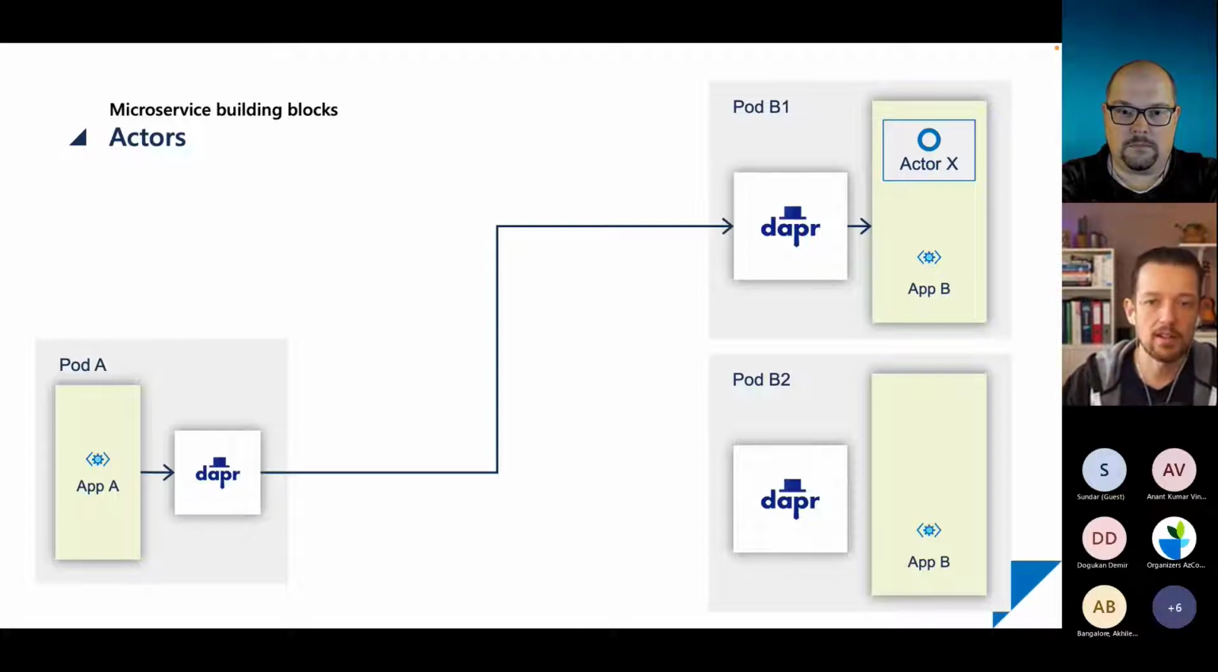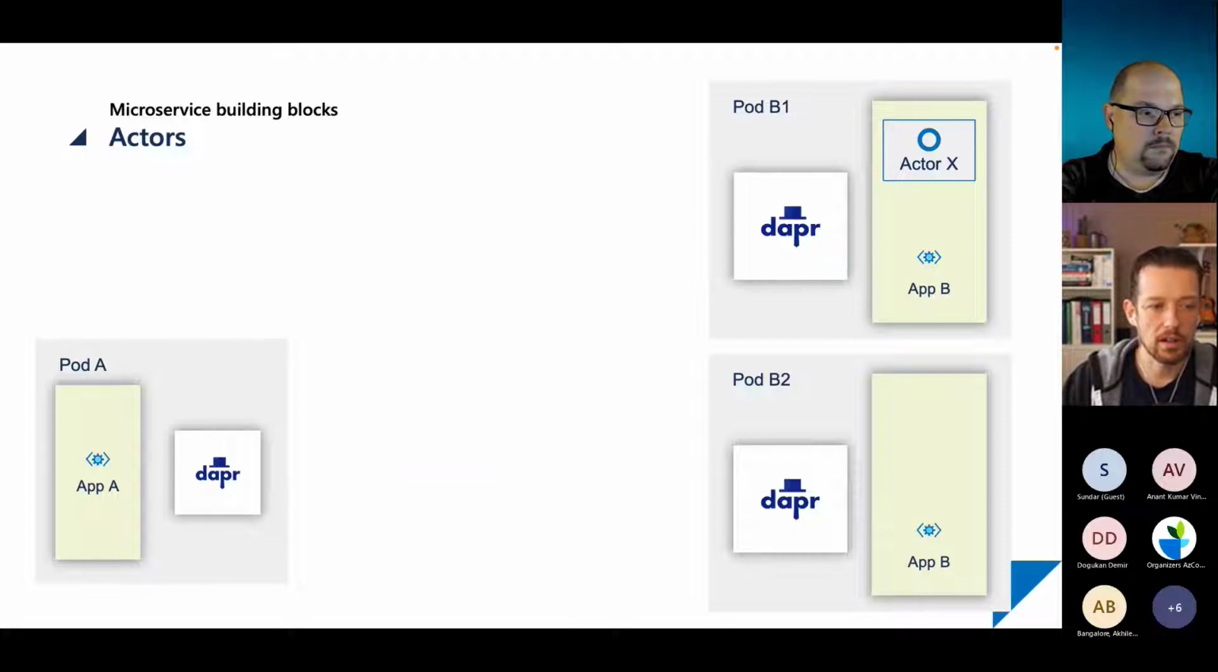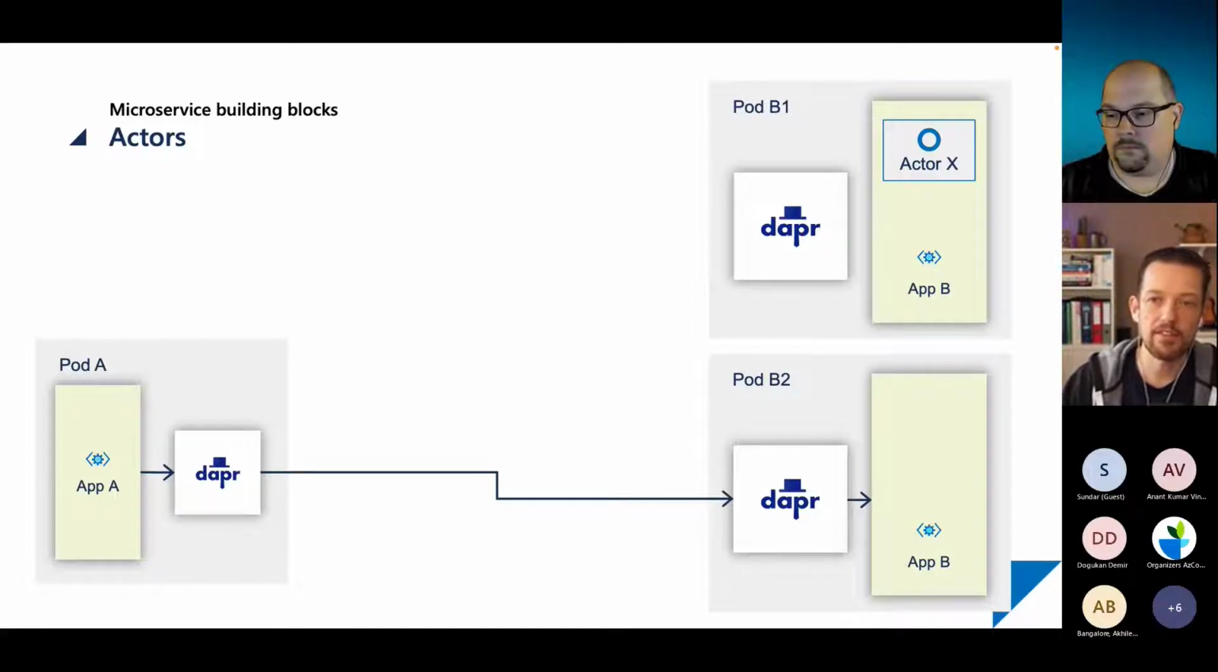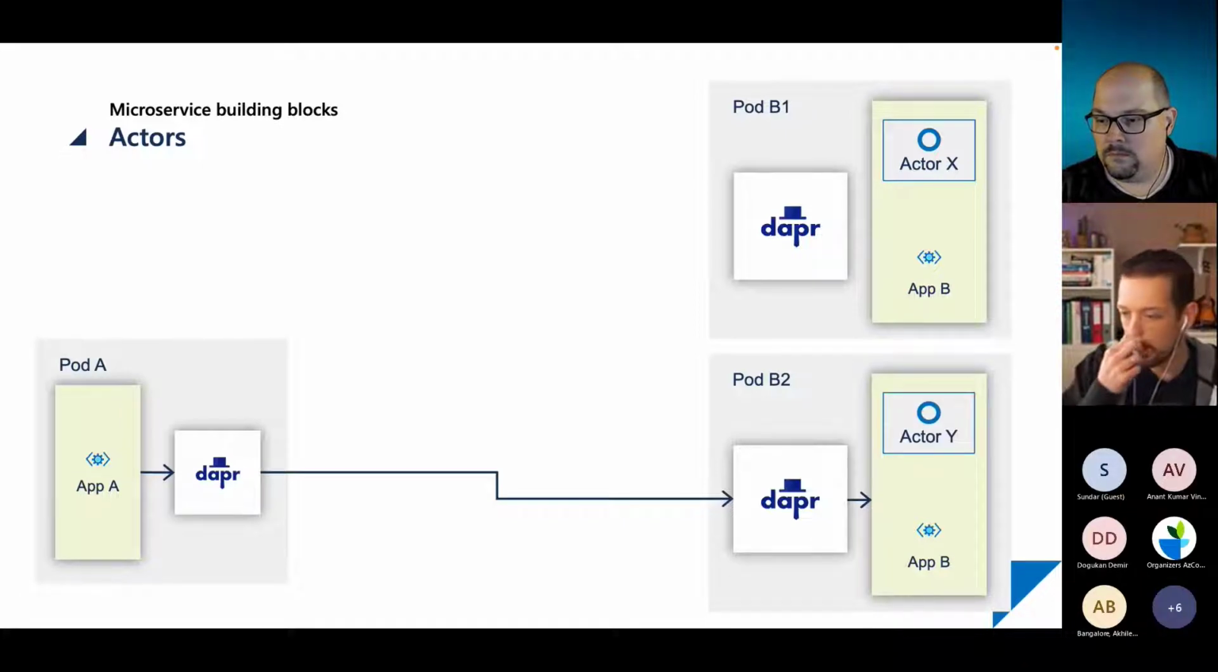So to call an actor named Y, application A again makes a call to its local sidecar. The sidecar uses the partitioning information to find the host for actor Y, which let's say is pod B2 this time. So the call goes to pod B2, and then the sidecar calls the application, and the application will activate that actor and apply the message to it.